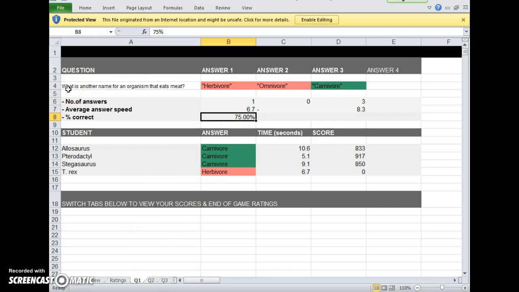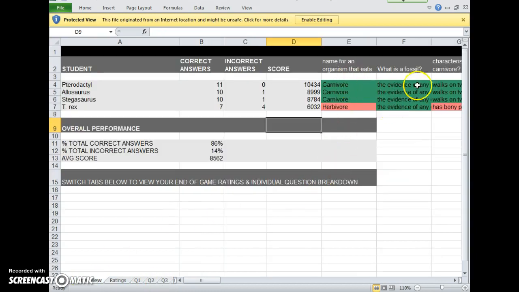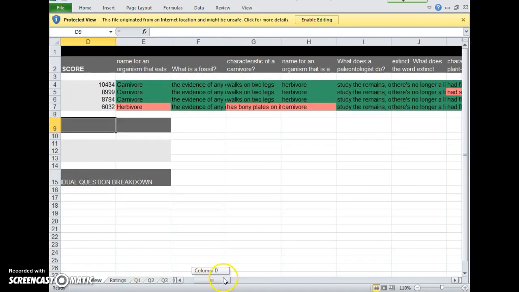So for example, what is another name for an organism that eats meat? Herbivore, omnivore, carnivore. You can see the number of answers. One group did herbivore. 3 groups did carnivore. And you'll see the speed in which they did it. You'll also see which groups answered what for each question. If you go to the overview, it'll say the same exact information. You'll just have to scroll over.